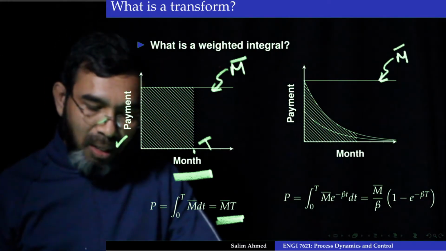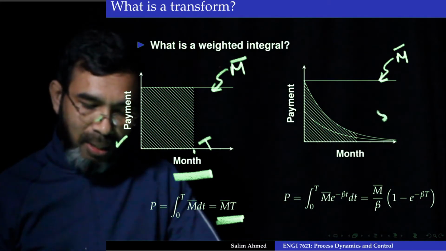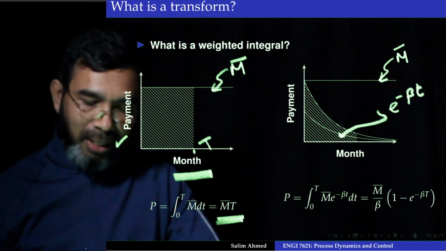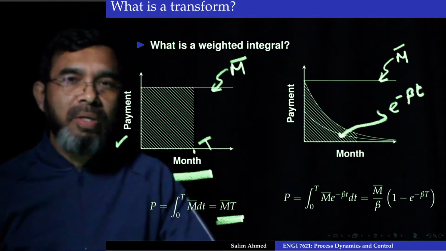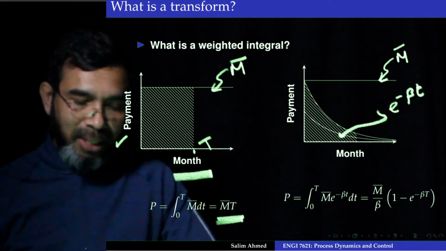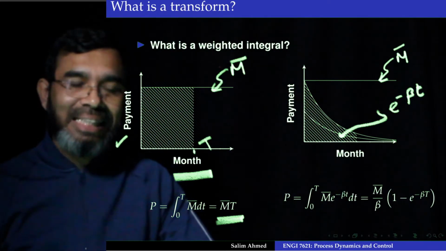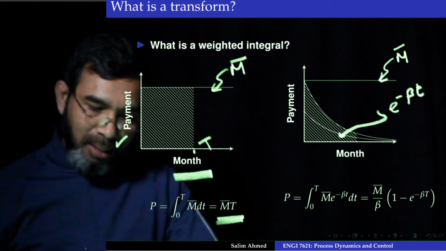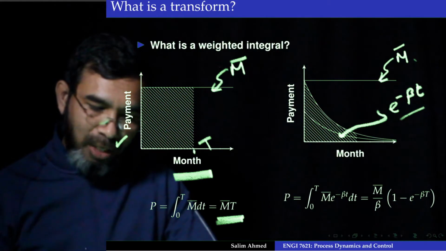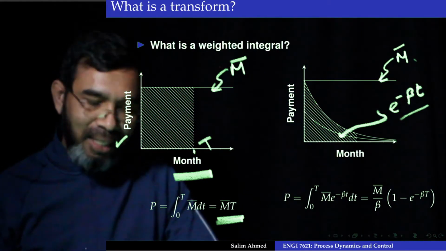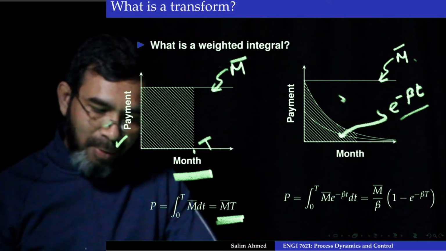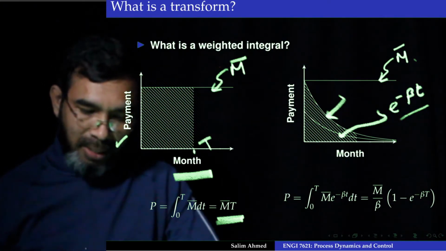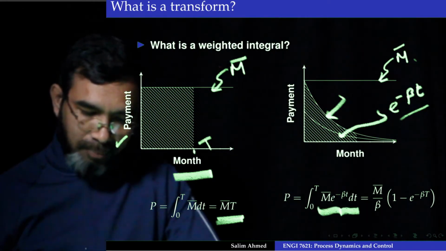the weighting is done by, suppose, an integral weighting factor, which for our case is e to the power negative beta t, where beta is a positive number. So e to the power negative beta t will give you some sort of exponential decay. Now, if you look at the term m bar times e to the power negative beta t, you multiply these two, and you'll end up getting another curve like this one, which represents this term in this equation.